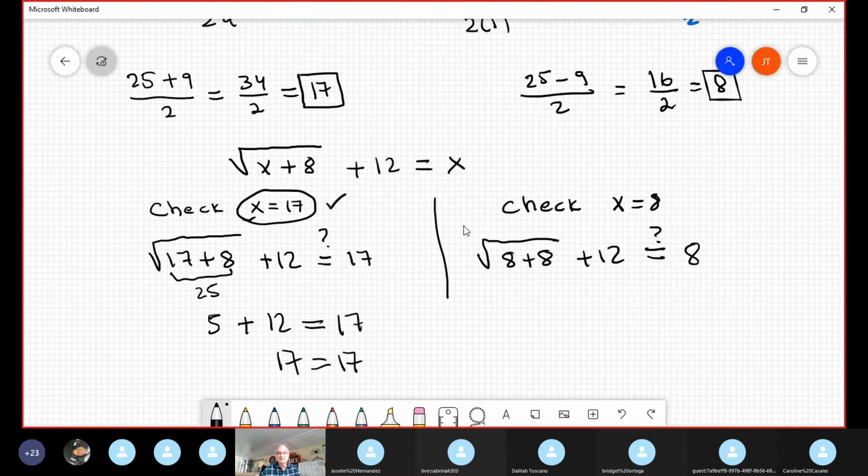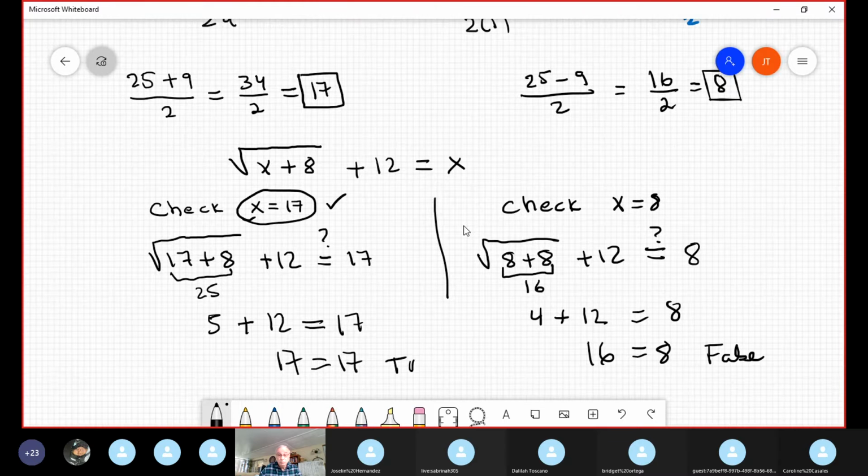Good. Passed the checking. The second: 8 plus 8 is 16, and the square root of 16 is 4. And 4 plus 12 is never 8. It's 16. 16 is equal to 8? This is a contradiction, totally false. The first was true. That means that the solution 8 doesn't work. And the only solution for this equation, the solution set, is 17. Do you understand this very well?